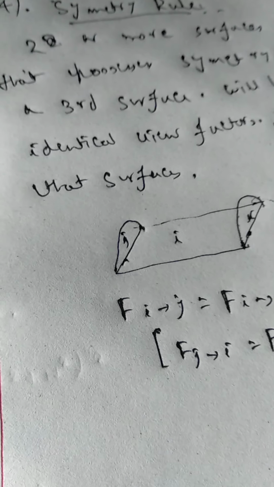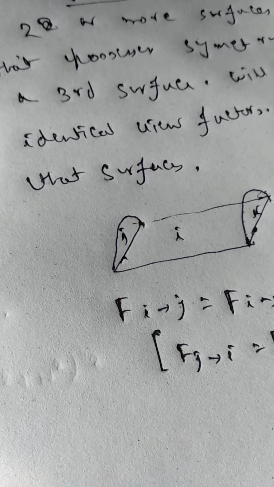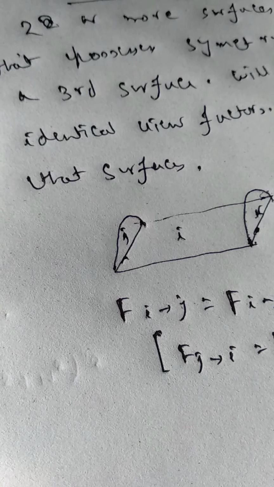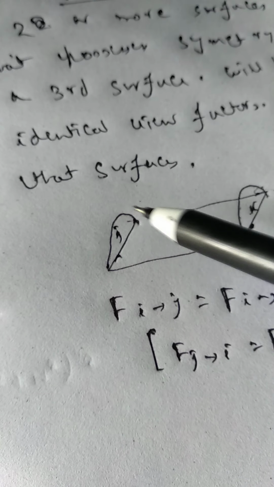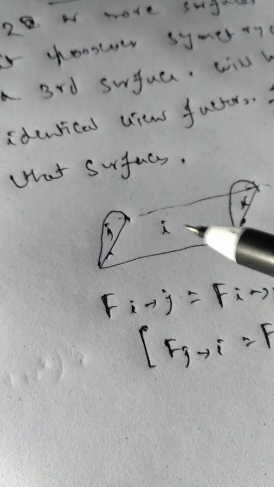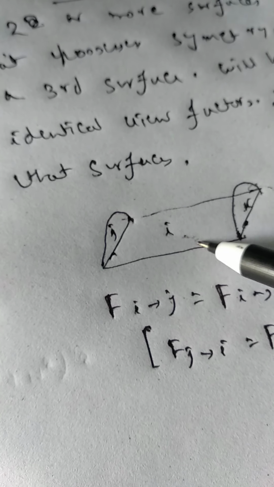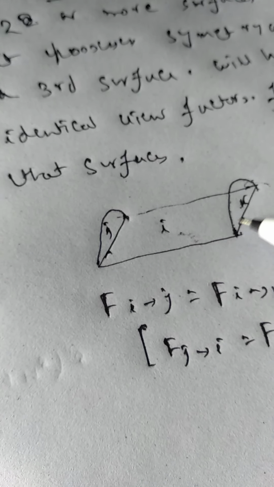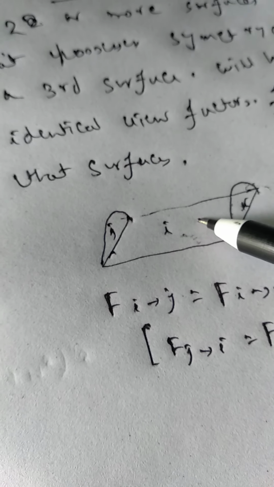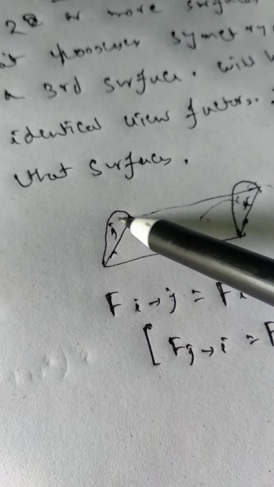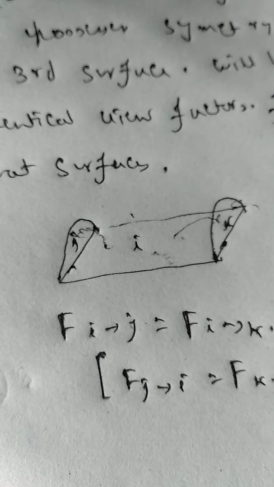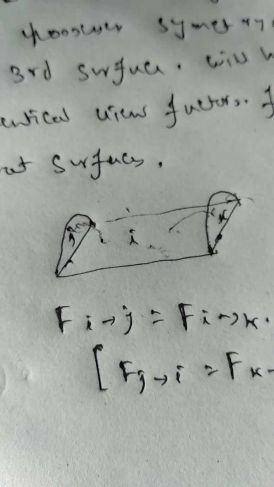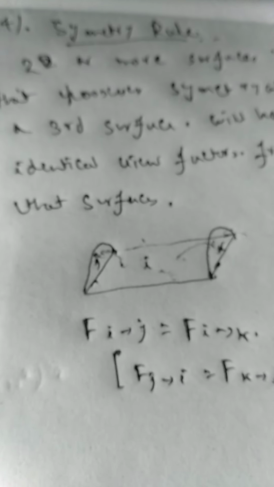Okay, so this is about the symmetry rule. If two surfaces are symmetric about a third surface, then they will have the same view factor from the third surface, from this to this and from this to this. So these are the four rules, all related to the laws governing the view factors.